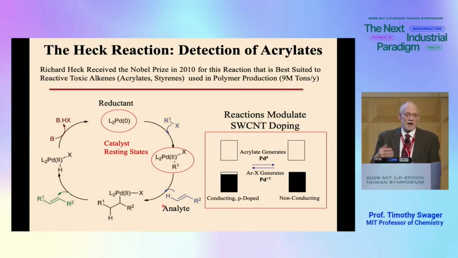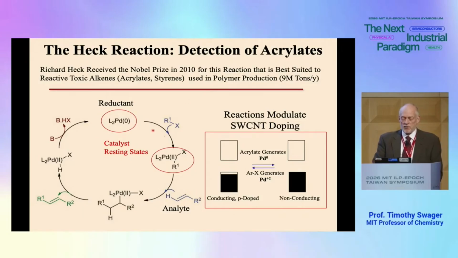Now the analytes of interest are acrylates and styrenes. These are monomers from the polymer industry. They tend to be toxic, and the OSHA level of around 25 parts per million is what you're allowed to have with these. They're not good for you, and they are produced at 9 million tons per year. So they're around people who are working with plastics. It's an occupational safety issue.